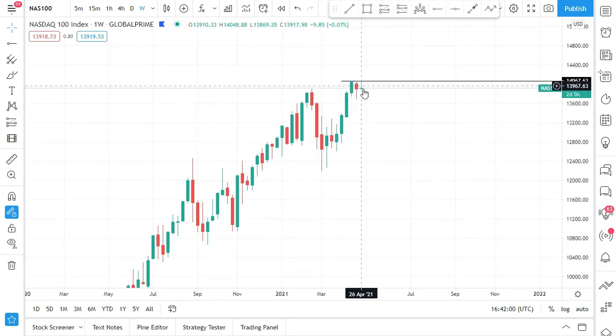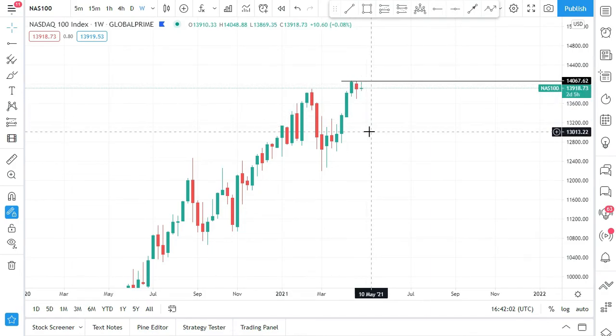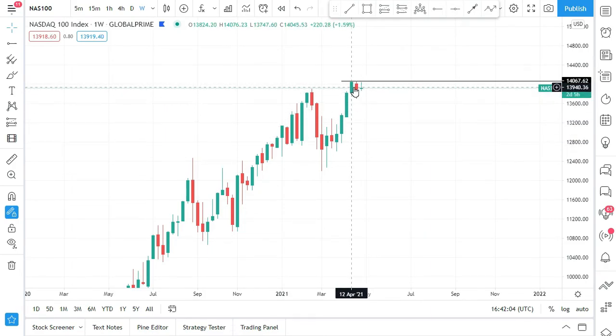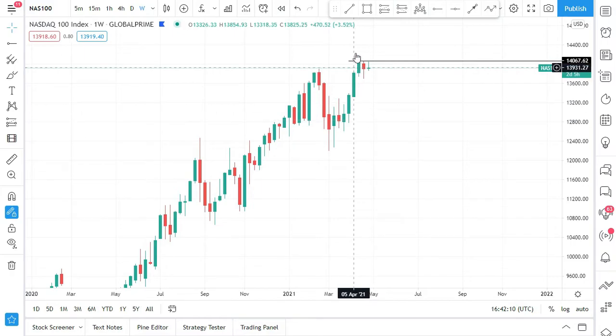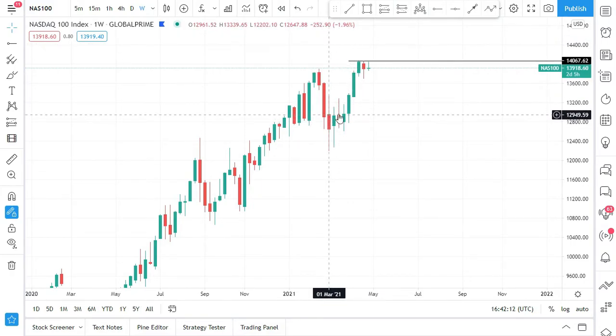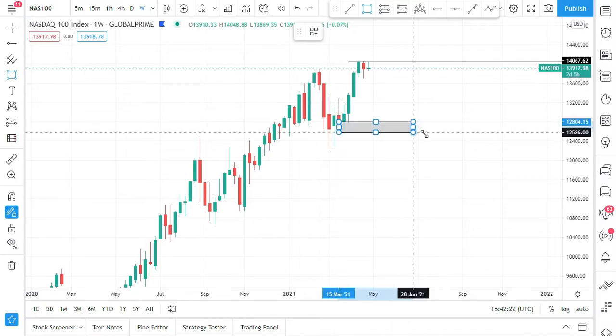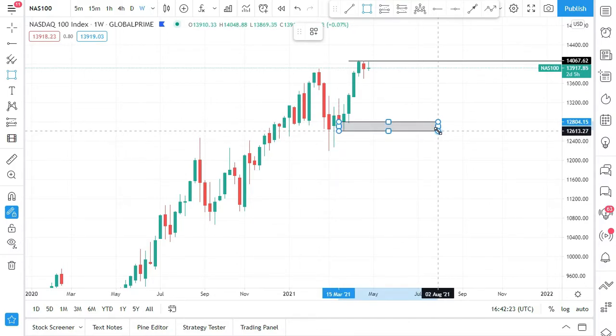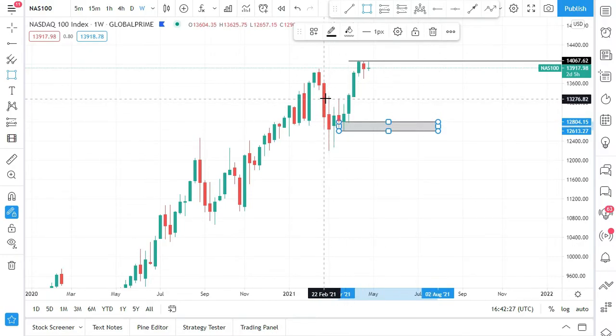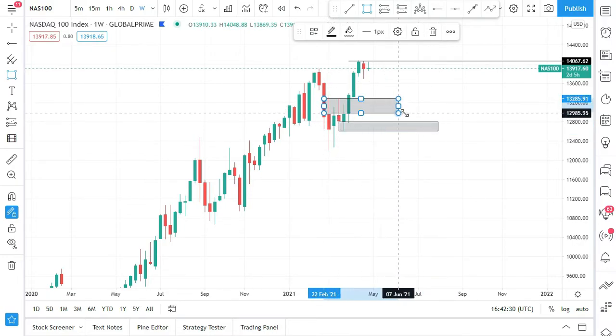So the market might go down for some time. What we're looking for now is sells. What we can identify here is that we have this consolidation, we have this support and this resistance over here. Let me just highlight the support, this support, then we have this resistance.